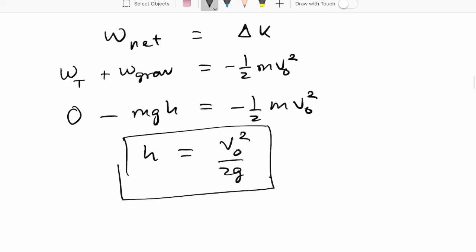There are other ways of doing this problem. This is not necessarily the best way of doing this problem, but I just wanted to use this method to illustrate the work kinetic energy theorem.